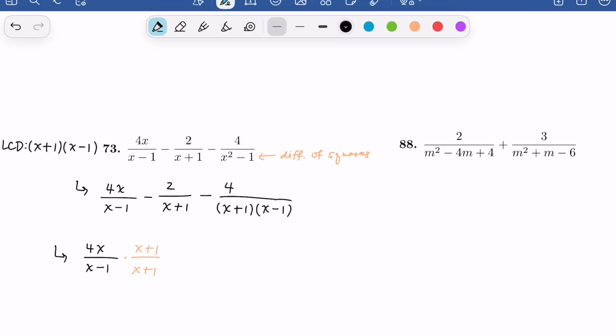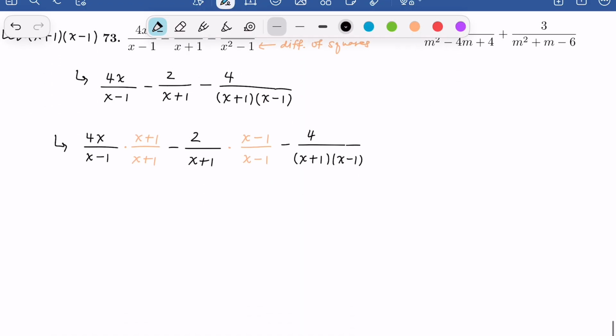All right. Now the second expression is similar. We already have one of the factors, that would be x plus 1. So now we need to multiply by the other factor, the missing factor of x minus 1. And then we also have our last expression here, which already contains our LCD.